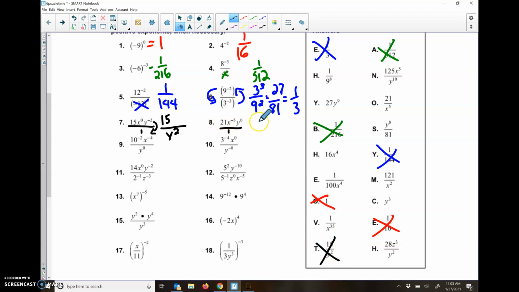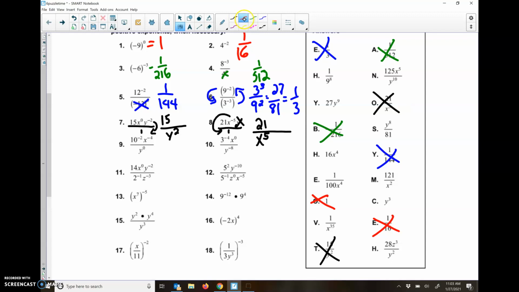Okay, same thing here. So 21 does not have a negative exponent, so it stays on top. X to the -5th power does have a negative exponent of -5, so it switches to the bottom. And y to the 0 is just 1, because anything to the 0 power is 1. And it looks like that's going to be letter O over here, 21 over x to the 5th.